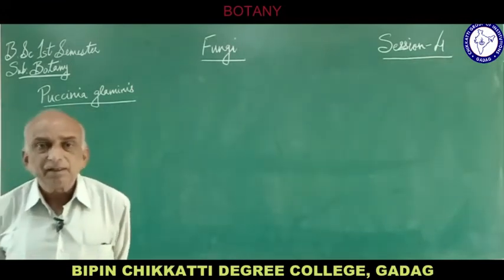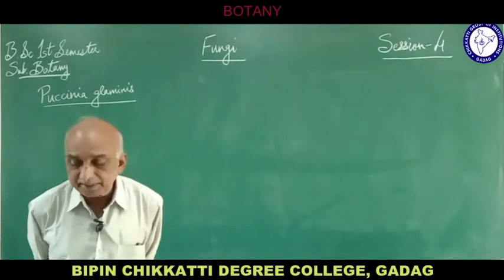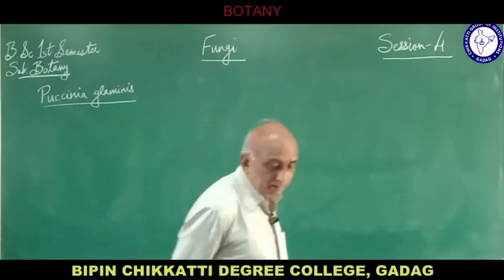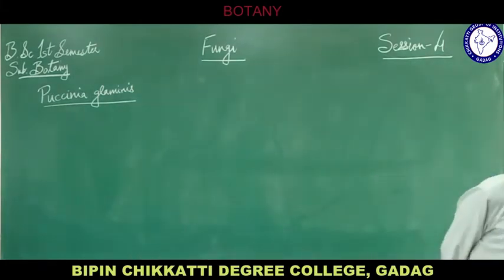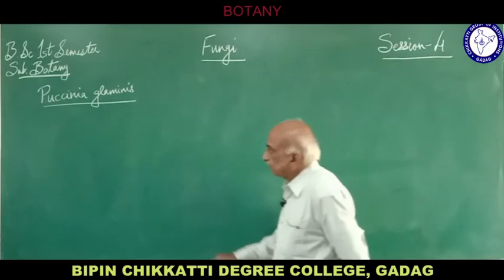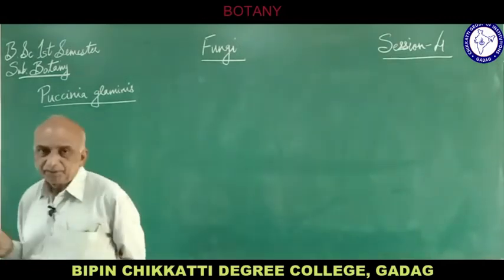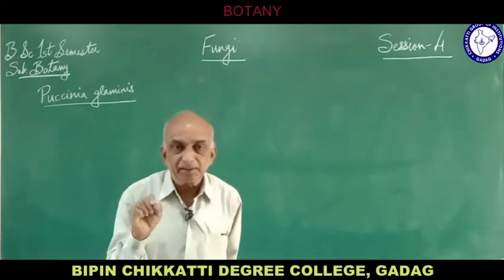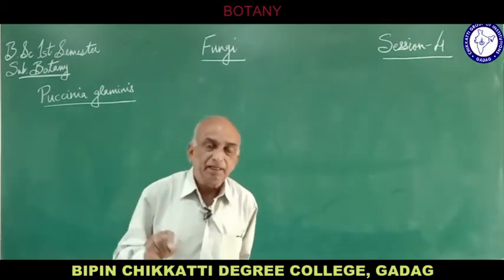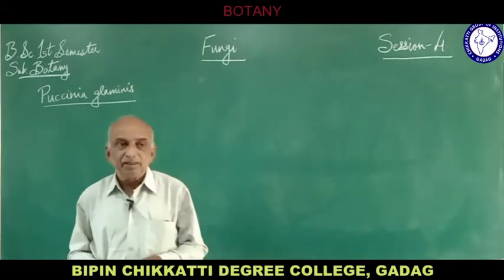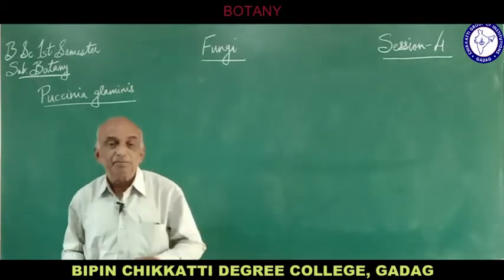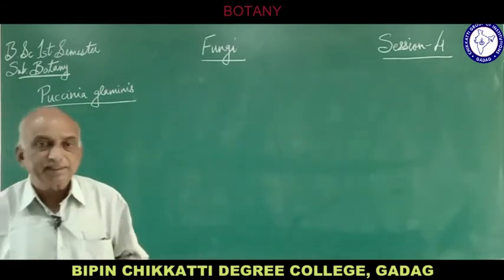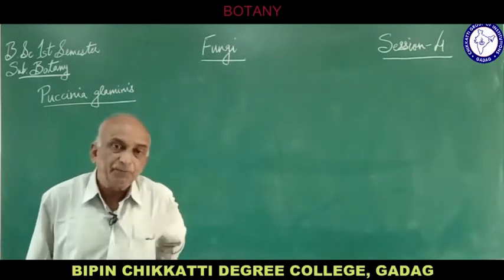Now this dikaryotic mycelium is present whenever the Puccinia graminis is in the wheat. So in the case of the wheat host plant, when Puccinia graminis is present in the wheat plant, the mycelium will be dikaryotic, and this mycelium is called the secondary mycelium. So dikaryotic mycelium is also called a secondary mycelium in Puccinia graminis when it is in wheat.